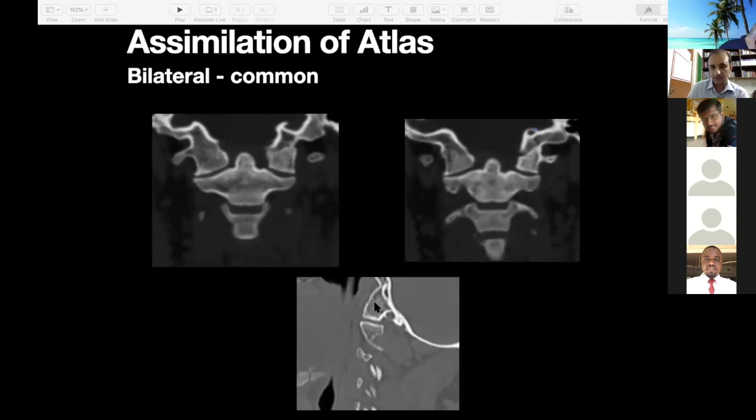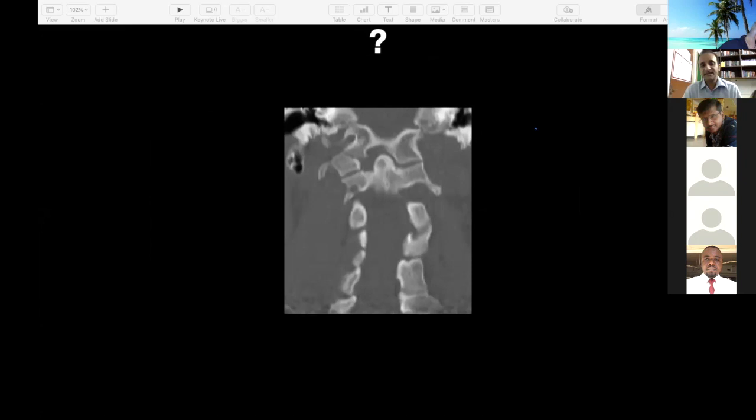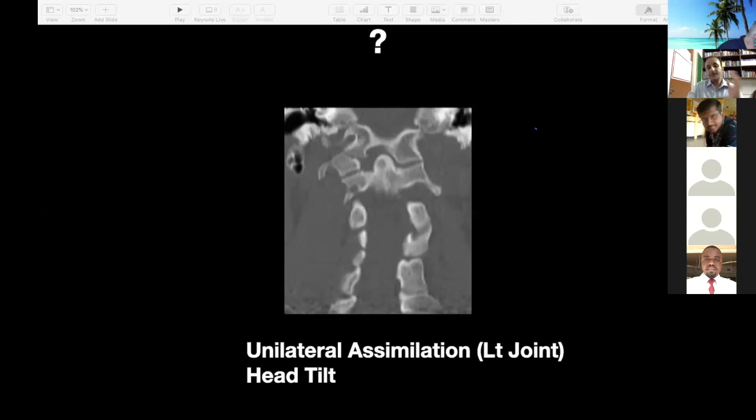Now, what is this? Come on, somebody, take a chance. This is very easy. This is an easier one. This is left-sided OC1 assimilation with coronal tilt to the right side. That's very good. It is a unilateral assimilation with head tilt.